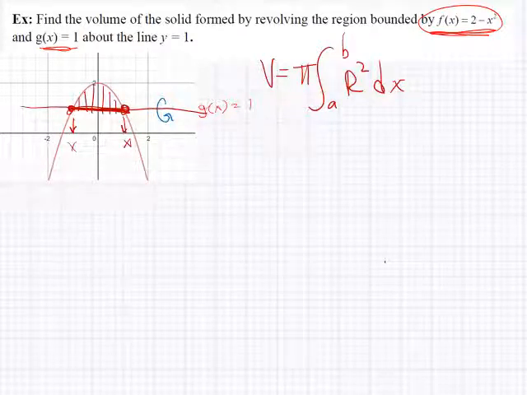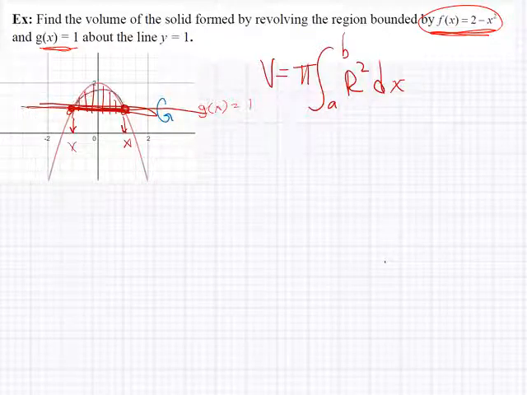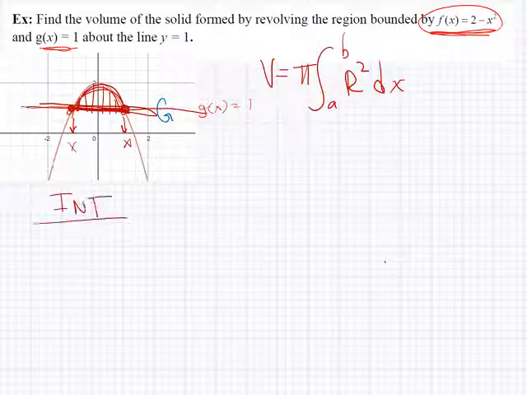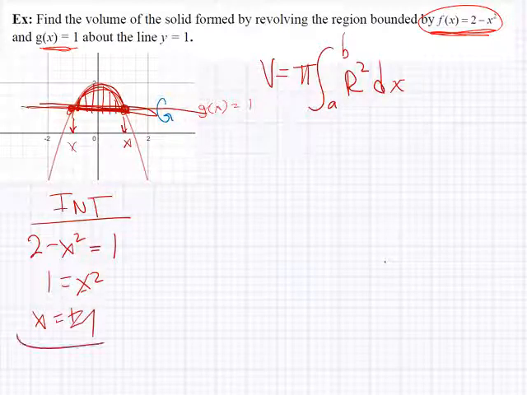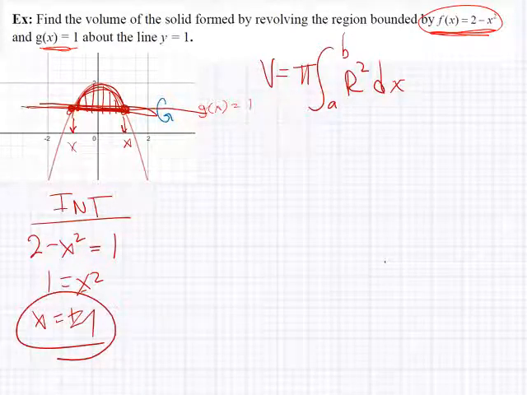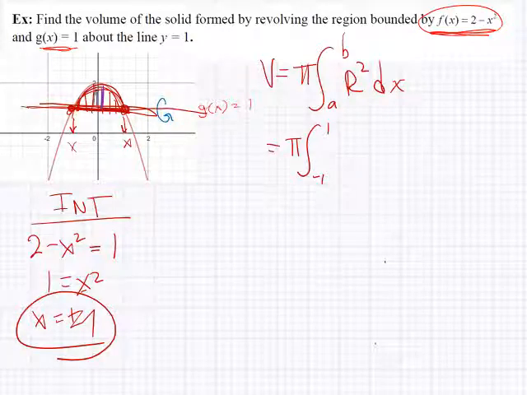Well, what are they? They're the intersection points between this line and this parabola. So I'll set them equal to each other. So we got these intersection points. I would get 2 minus x squared equals 1. So what's that going to give me? It's going to be 1 equals x squared. So x equals plus or minus 1. So there's your width. The radius, well, let's fill this in first. Pi, negative 1 to 1. Your radius, your r, is really the height of these rectangles.